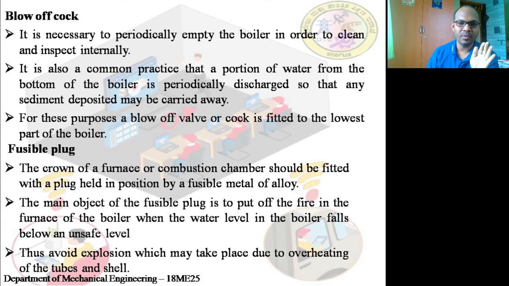So we have to shut down the combustion. How can we shut down the combustion immediately? By this fusible plug control, it automatically senses the water level, and whenever the instruction is given, it automatically shuts down the combustion so that the heat will not be there. When heat is not being supplied, there is no point of overheating, and it also avoids the explosions which may take place due to overheating. That is the use of this fusible plug.